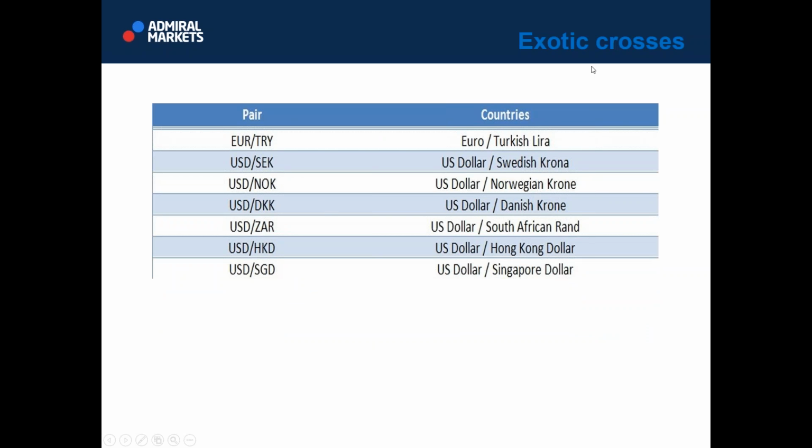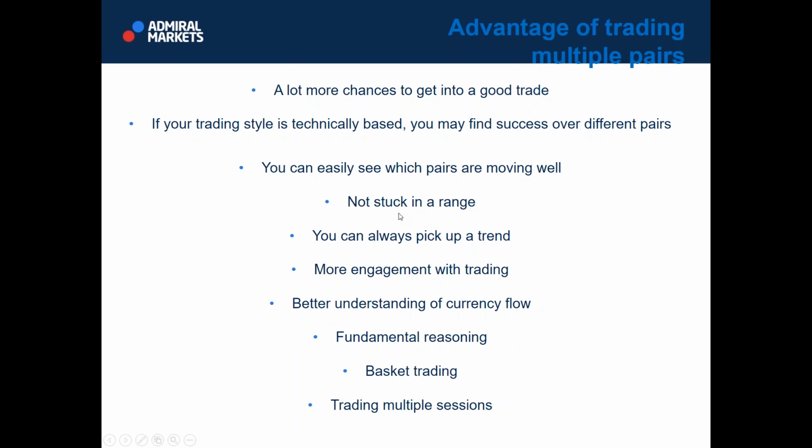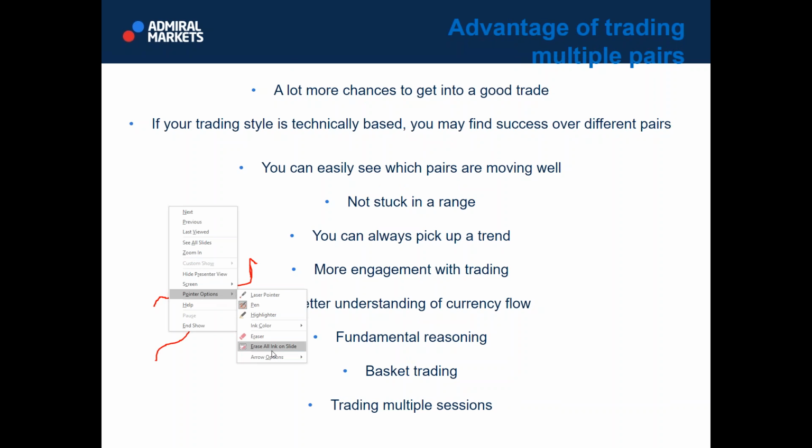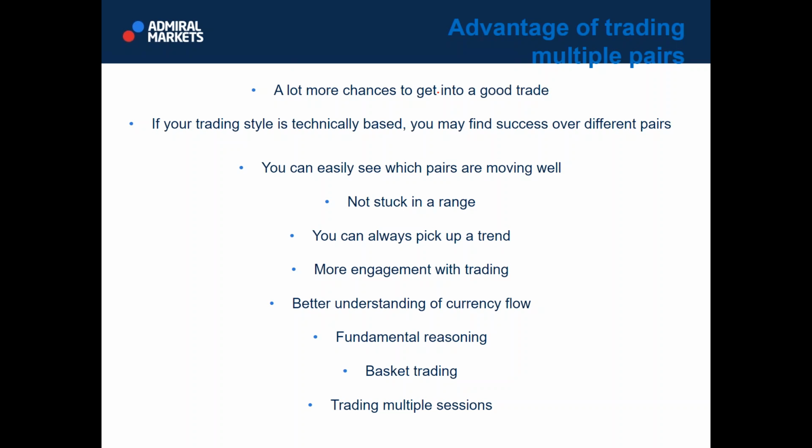Why not? Now before we move to live chart, the advantages of trading multiple pairs: there is a lot more chance to get into a good trade. You will notice very often that if, let's say, Euro dollar moves like this, Euro New Zealand could move like this. Or if, let's say, dollar yen moves like this, because dollar yen is negatively correlated to Aussie yen, AUD Yen will move like this. The range is better. You have a lot more chance to get into a good trade, supposing that you know what you're doing.